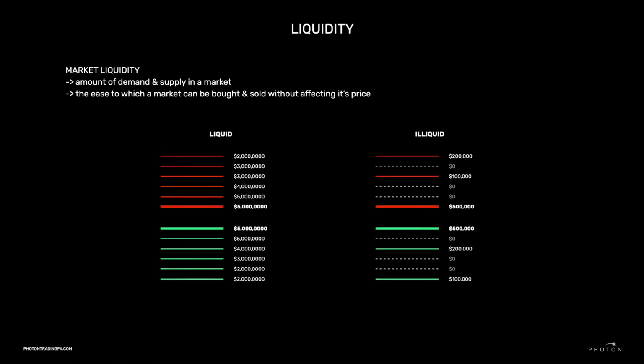This diagram illustrates what liquidity looks like in terms of an order book in the market. Each of these horizontal lines represents a price level in the market. If a market is very liquid, there will be bids and offers at every price level, but also with a large amount of volume at each of those levels.